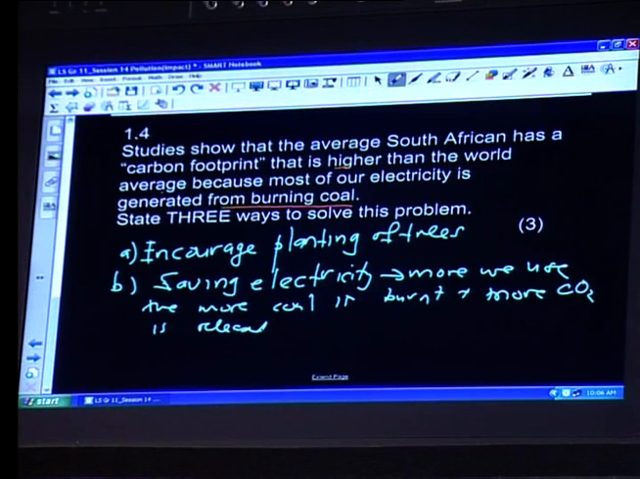So encourage the planting of trees so that the oxygen and CO2 balance will be maintained. There'll be more oxygen than CO2. Save electricity by preventing Eskom from using more coal to be burnt.